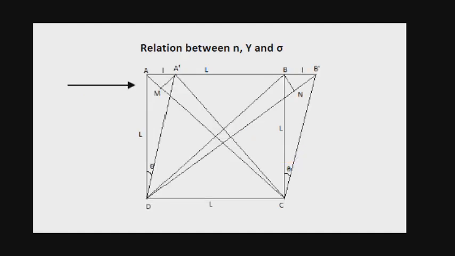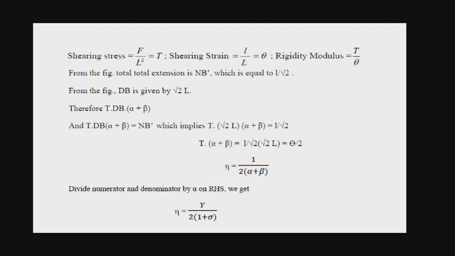So, divide numerator 1 into alpha, and alpha into 2 into alpha plus beta. Here take alpha inside, that is alpha divided by alpha is 1 plus beta divided by alpha is sigma, and 1 by alpha is Y.